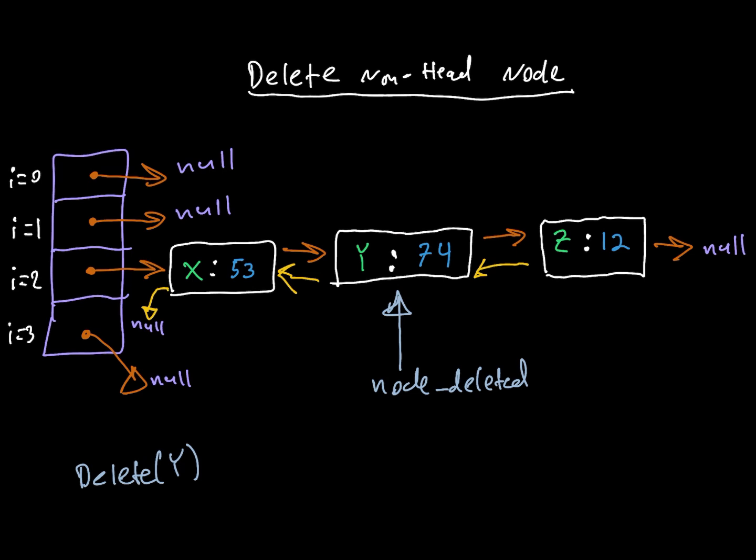So what would we do now? We would go to the node to be deleted, right? We would go to its previous node and set its next value as the next value for our current node to be deleted, right? So for node X, its next value is no longer going to be Y, it's going to be Z.